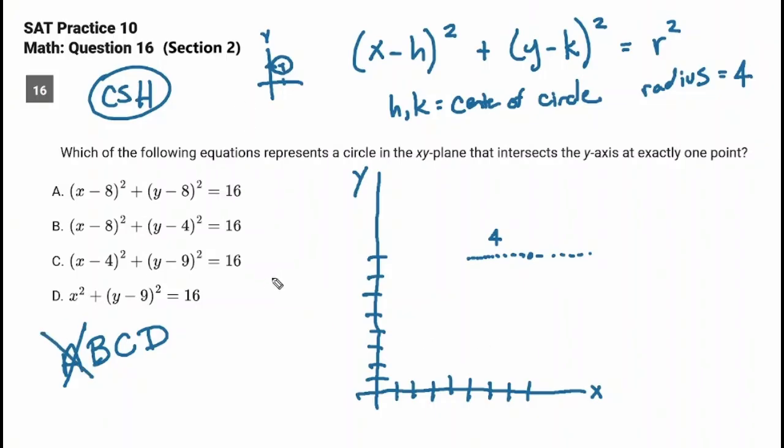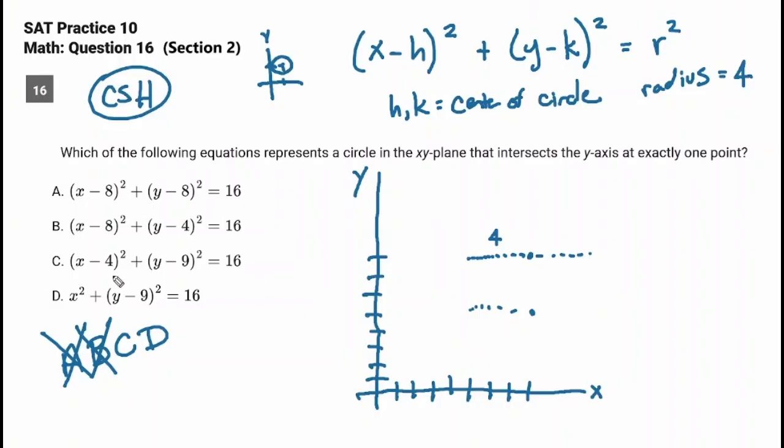All right, let's look at answer choice B. Radius is 4 again. What are h and k? They're 8 and 4. So we've already done 8 over. This time we're going to do 4 up: 1, 2, 3, 4. There's the center of our circle. Radius is 4. Are we going to be able to hit the y-axis? We're not. It's going to be a circle sitting in space. So B is gone.